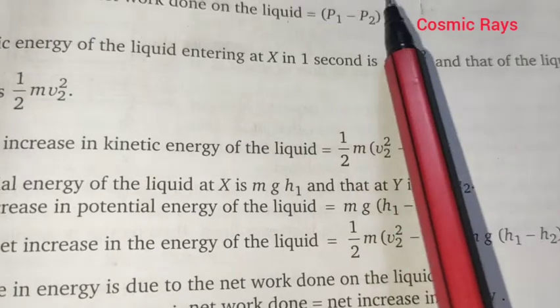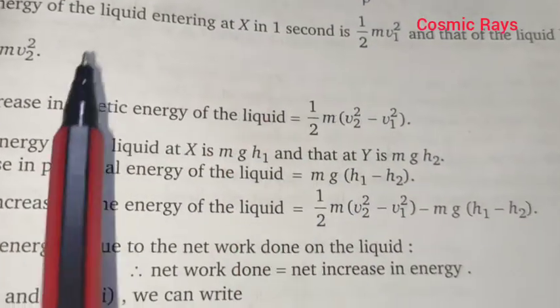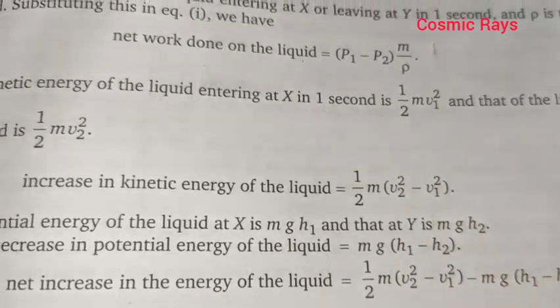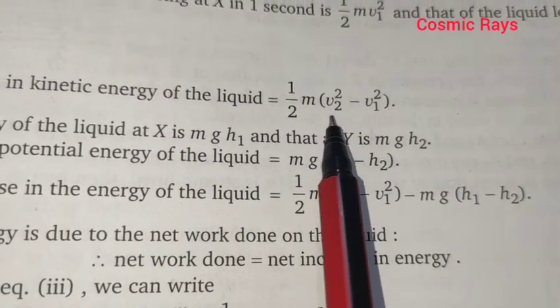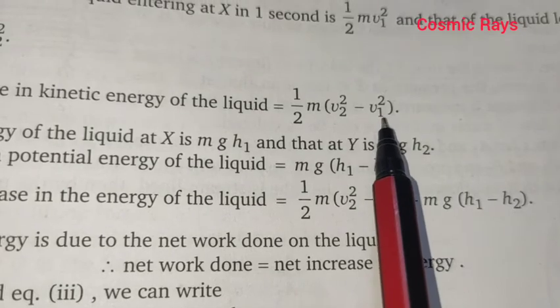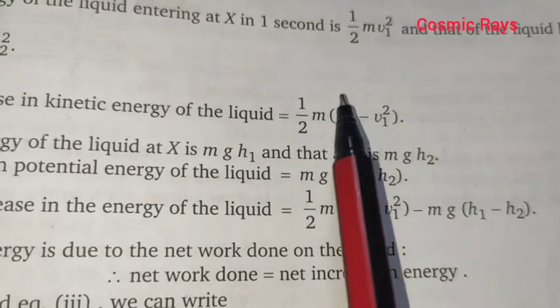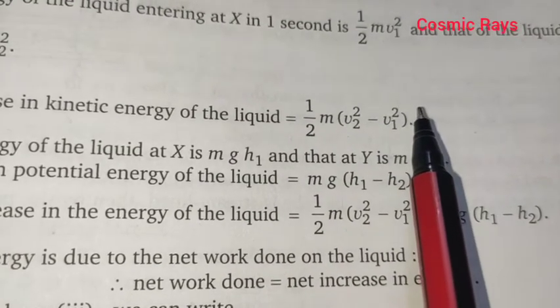Now the kinetic energy of the liquid is half m V1 square, and at the end Y it will be half m V2 square. So the increase in kinetic energy of the liquid is half m, V2 square minus V1 square. This is final kinetic energy minus initial kinetic energy.